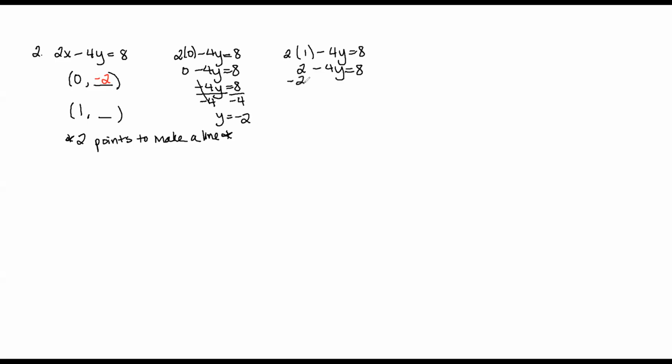Subtract the 2, and we get negative 4y equals 6. And now if you notice here, when we divide both sides by negative 4, we get y equals... 4 doesn't go into 6 evenly. So I'm going to go ahead and just reduce this and then change it to a mixed number so it's easier to graph. So this will be negative 3 over 2, which is the same thing as negative 1.5.